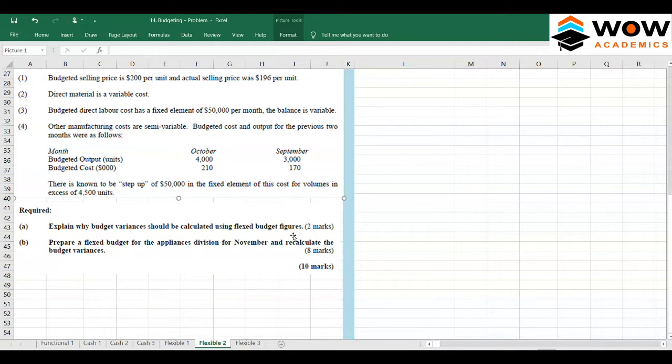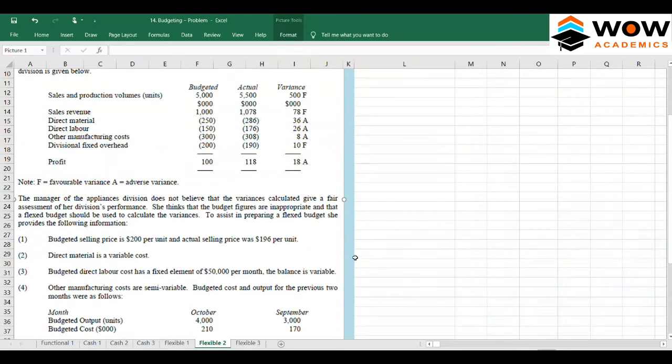Because we have to compare the actual activity with the budget. Budget is usually a fixed one, so we have to get a flexed activity to compare. Then we prepare a flexed budget for the appliances division for November and recalculate the budget variances. Okay, so we'll read the question and see what is given.